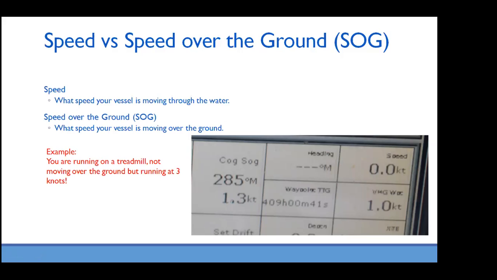You're sailing at 3 knots, into 3 knots of tide, you are stationary. Your speed over the ground is 0, but your boat is still moving through the water at 3 knots. So speed is what your boat's actually doing. Speed over the ground is what your boat's doing in relation to the planet.